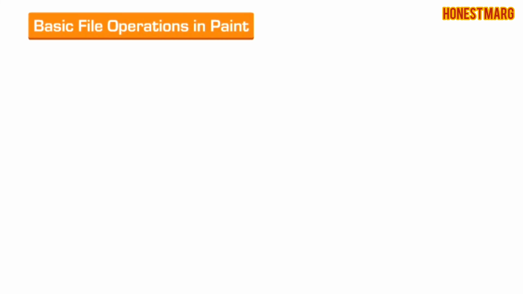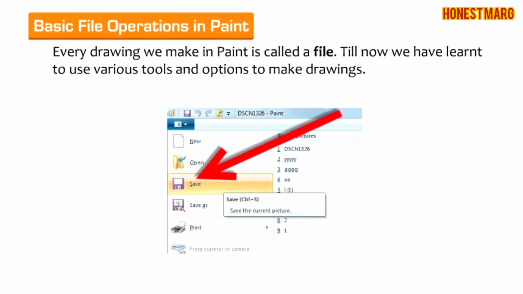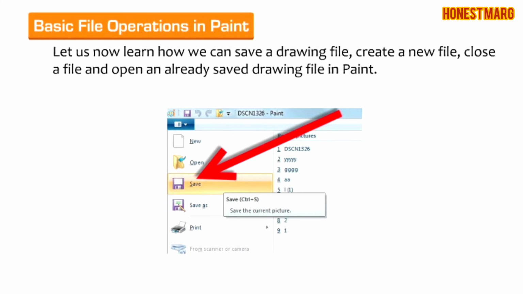Basic file operations in Paint. Every drawing we make in Paint is called a file. Till now we have learned to use various tools and options to make drawings. Let us now learn how we can save a drawing file, create a new file, close a file and open an already saved drawing file in Paint.